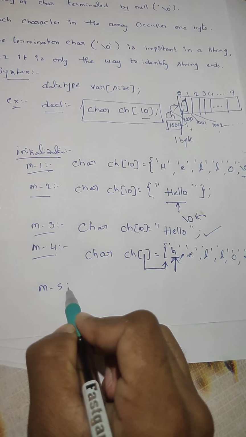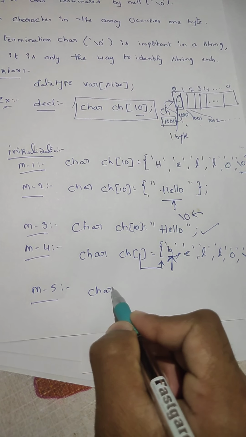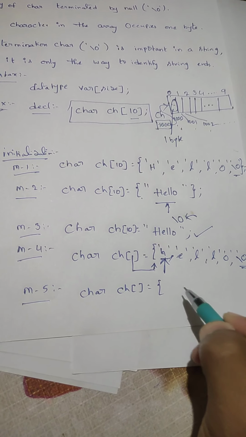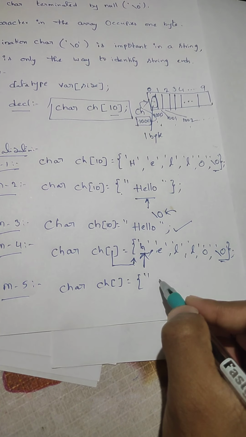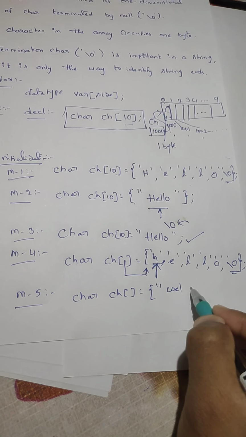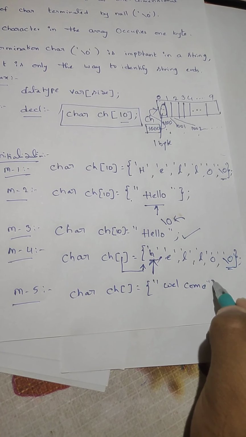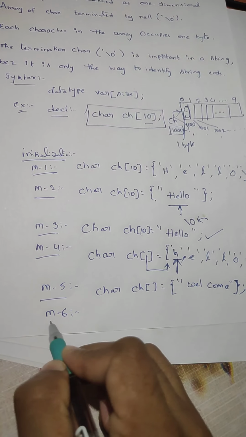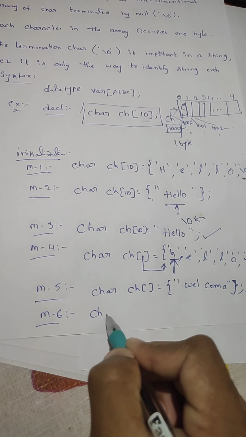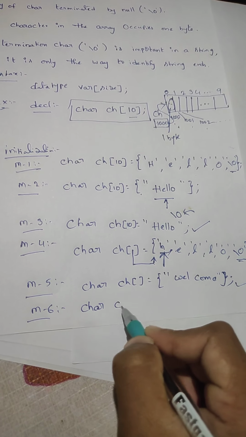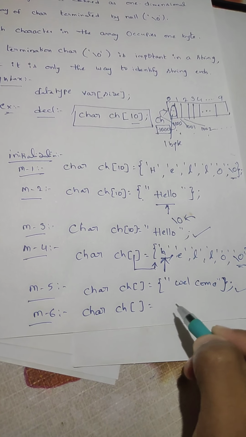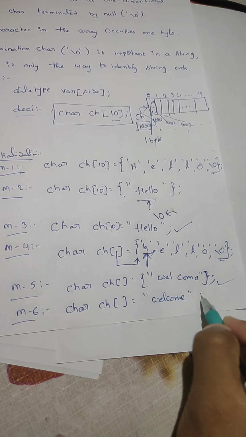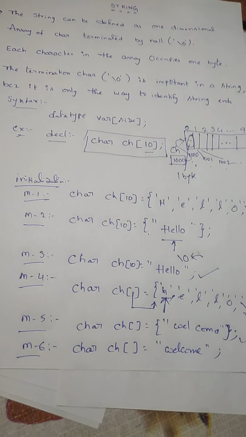And method 5: char ch of, here also I am not taking any size, open curly brace and within double quotations, welcome. This is also acceptable, there is no problem. And method 6: char ch of, no need to take the size, and welcome. This is also one type of declaration and initialization.